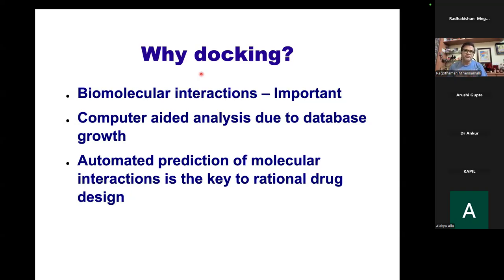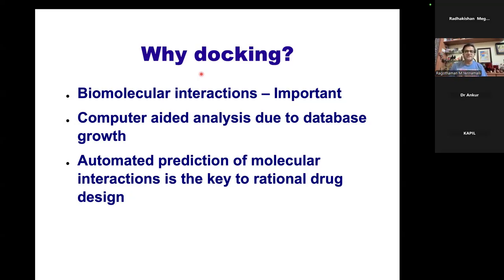That being said, there are other methods like receptor-based pharmacophore, ligand-based pharmacophore or QSAR studies. In all these studies, you do not have one particular type of structure. Either the target structure is not there or the small molecule structure is not there. So in rational drug design, you need to know both the structures.